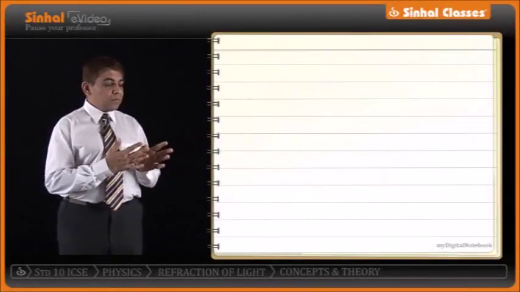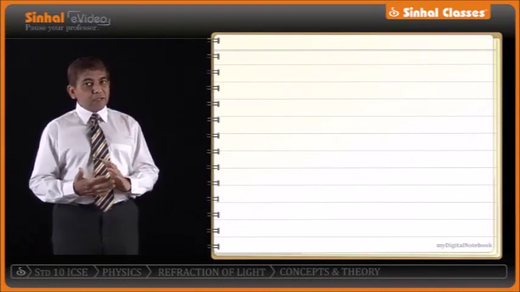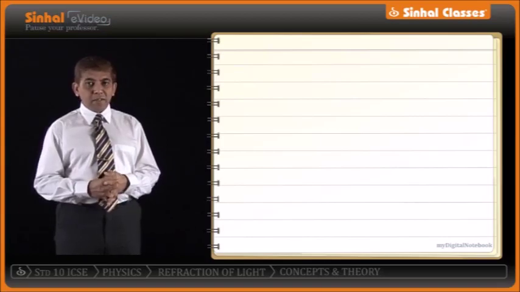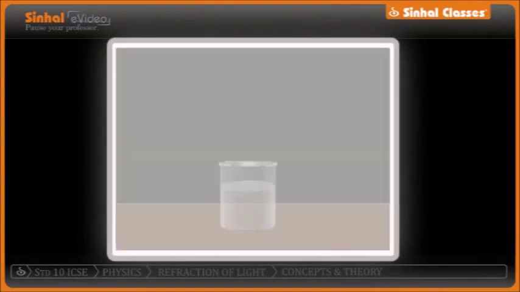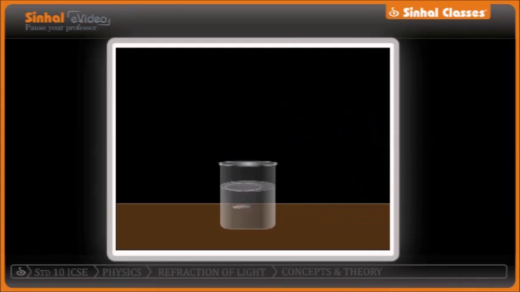We have a concept known as real depth and apparent depth. A very interesting phenomenon. We have so many applications based on this. Just to give you a typical example, I consider a beaker or a glass trough that is filled with water. What I do is drop a coin into it. As soon as I drop a coin into it, I see that apparently the position of the coin is seen to be raised. Why does that occur?